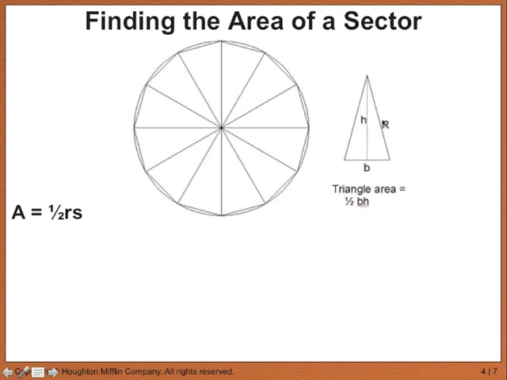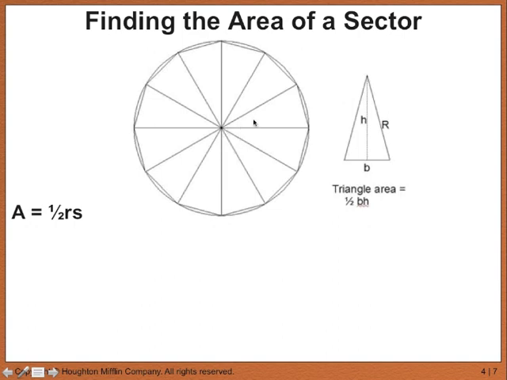Okay, now where do we get 1/2 RS from? To understand this, we're going to talk about a concept that you're going to become familiar with in calculus next year, the concept of a limit. I won't go into too much detail here because you'll get more into limits in calculus. But think of it this way: this circle right now has 12 little isosceles triangles inscribed in it. Well, what would happen if we suddenly doubled that to 24 little isosceles triangles?